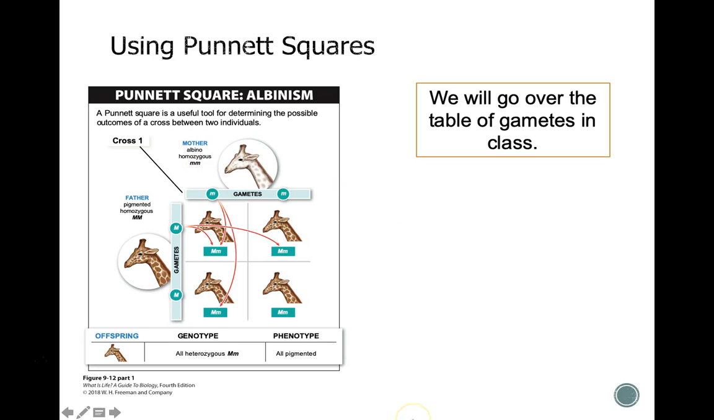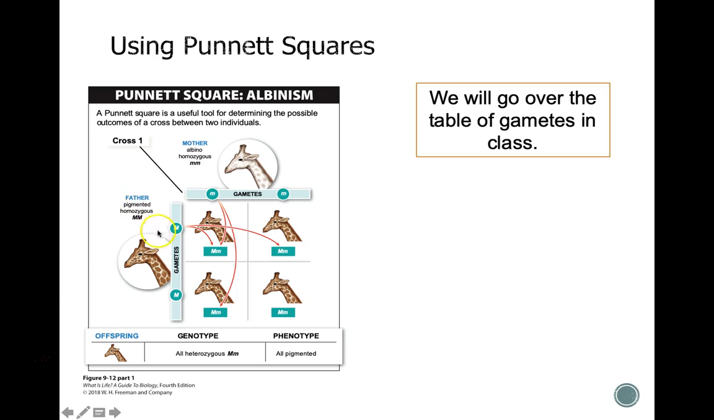Now, if you remember from our discussion of segregation, that means that all of her eggs are going to contain the recessive albino allele. Remember, if the cell that's going to produce the egg is homozygous, then each of her alleles are segregated into different eggs, and no matter what, they're going to be the same allele.